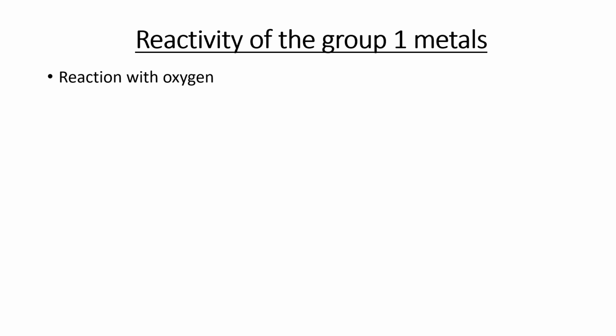The next trend we're going to look at is the reactivity of the group 1 metals. So lithium, sodium and potassium. Those are the main ones that we focus on at A level because they are the safe-ish ones that you can use in the lab and do quite interesting demonstrations with. The general trend is that they get more reactive as you go down the group. Let's just try and explain that first before we look at the reactions.